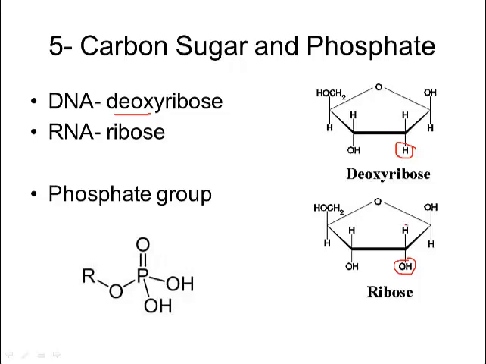They both have the same type of phosphate group. Again, you have a central phosphate surrounded by oxygens, and then this R is what it would attach to, where it would attach to the sugar in the molecule.